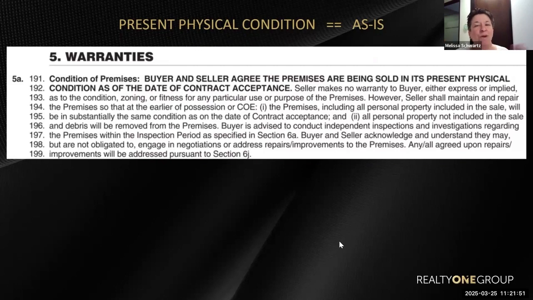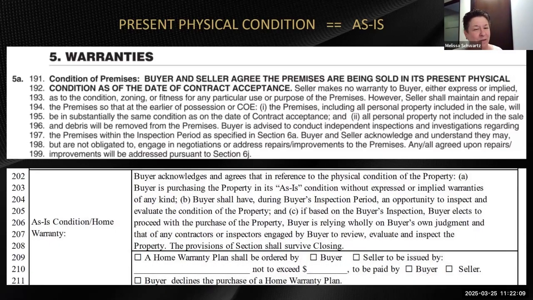So how many of you know that our current contract, people don't seem to understand, says buyer and seller agree the premises are being sold in its present physical condition as of the date of contract acceptance. That equals as is, just in case you didn't know that translation, right? So they decided that they would just simply write as is condition and home warranty, right? So buyer acknowledges that it is in its as is condition without expressed or implied warranties, right?